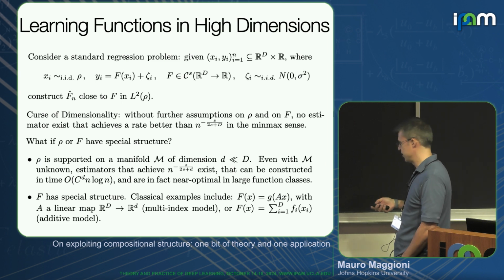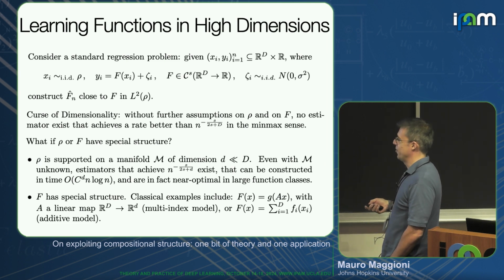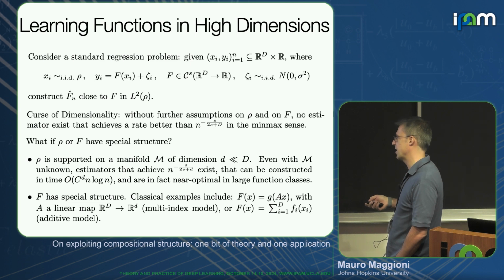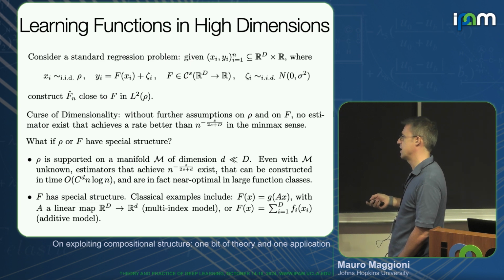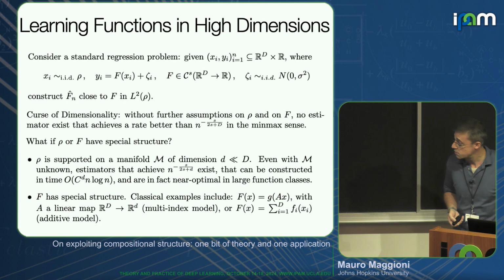You can also have other types of spatial structure. This dates back at least 50 or 60 years. For example, you could have a function, a capital F of x, that is in compositional form. It's g of Ax, where A is a linear map that takes capital D dimensions down to small d dimensions. So Ax is small d dimensional, and g is defined on a small d dimensional subspace.